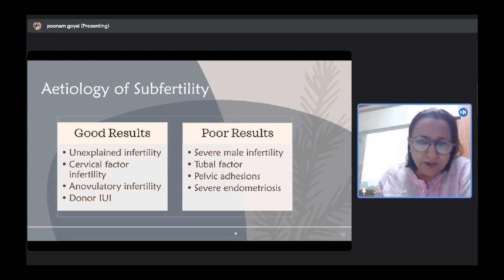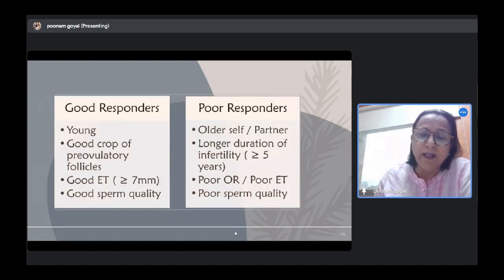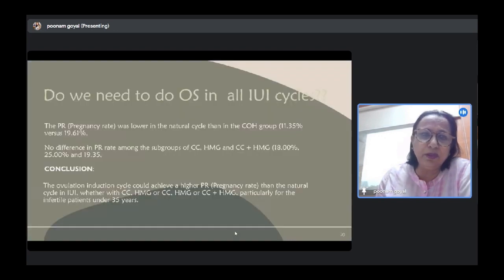Poor results are also seen when there are pelvic adhesions, though the tube is open, and in cases of severe endometriosis. Now, good responders are those where the female is young, a good crop of pre-ovulatory follicles is present, the endometrium is good, and the sperms are of good quality. Poor responders are older patients, those who have a longer duration of infertility, which is more than 5 years, poor endometrium formation, and poor sperm quality. In those patients, we will have poor results.